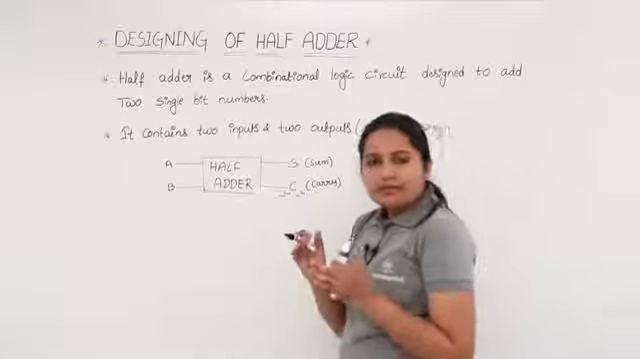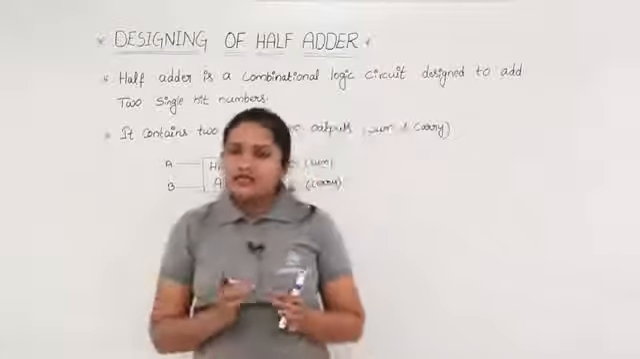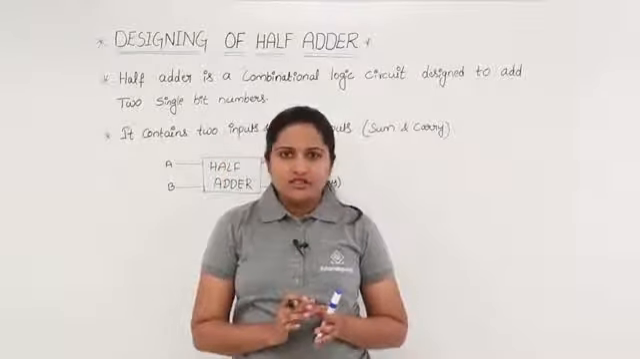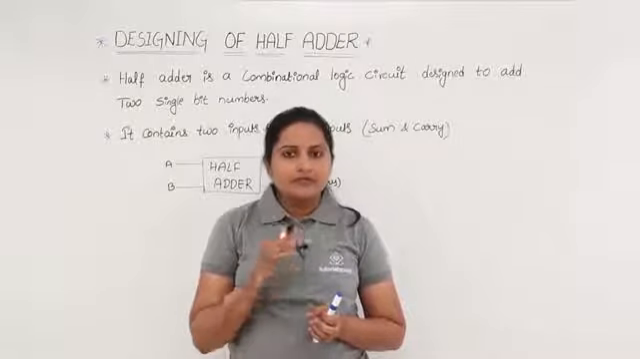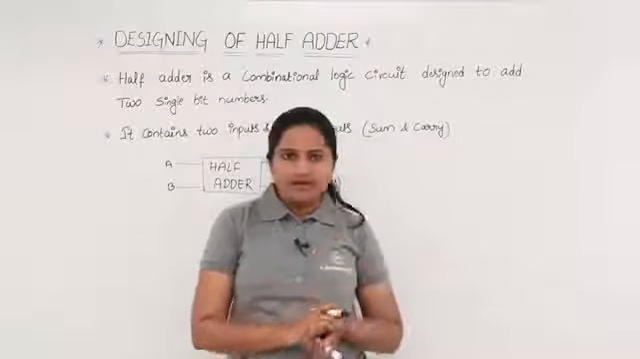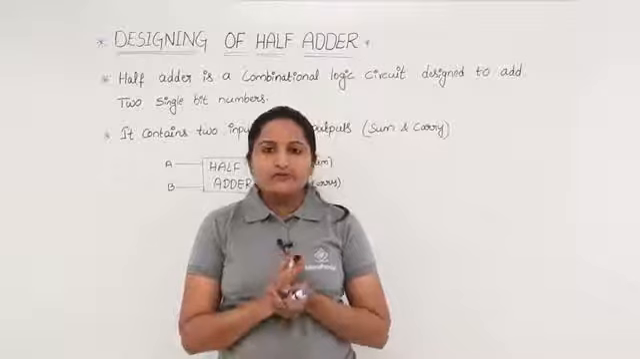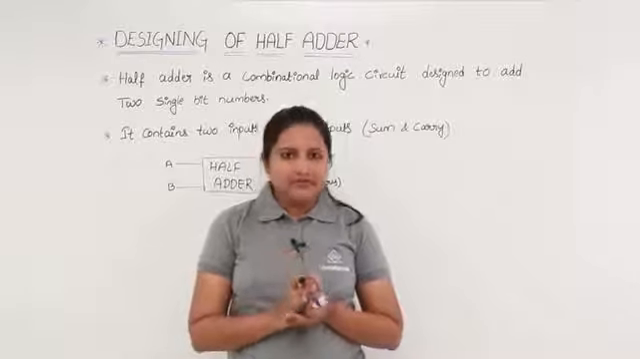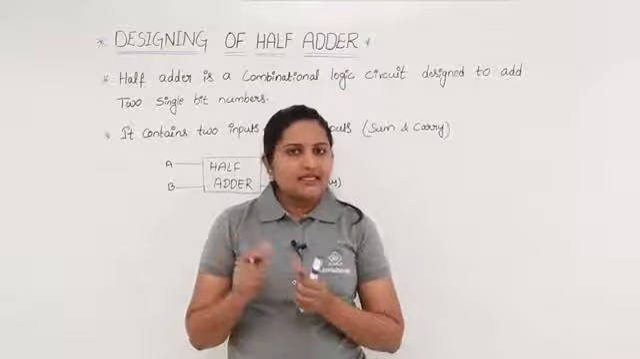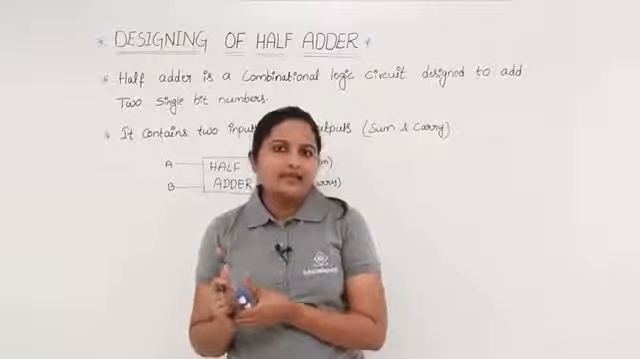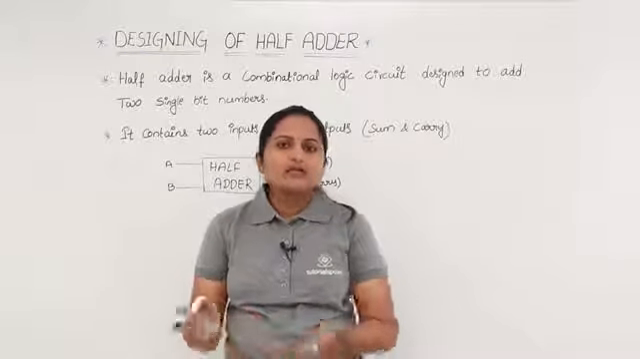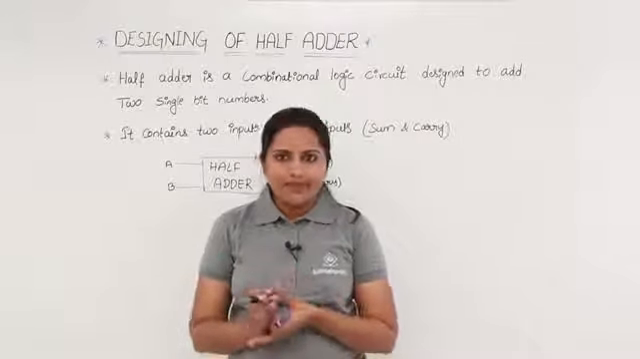Now in previous classes we discussed the designing steps for a combinational circuit. Same steps we will follow to design this half adder also. First of all we need to observe the problem definition. That means what the half adder is going to perform is to add two single bit numbers.